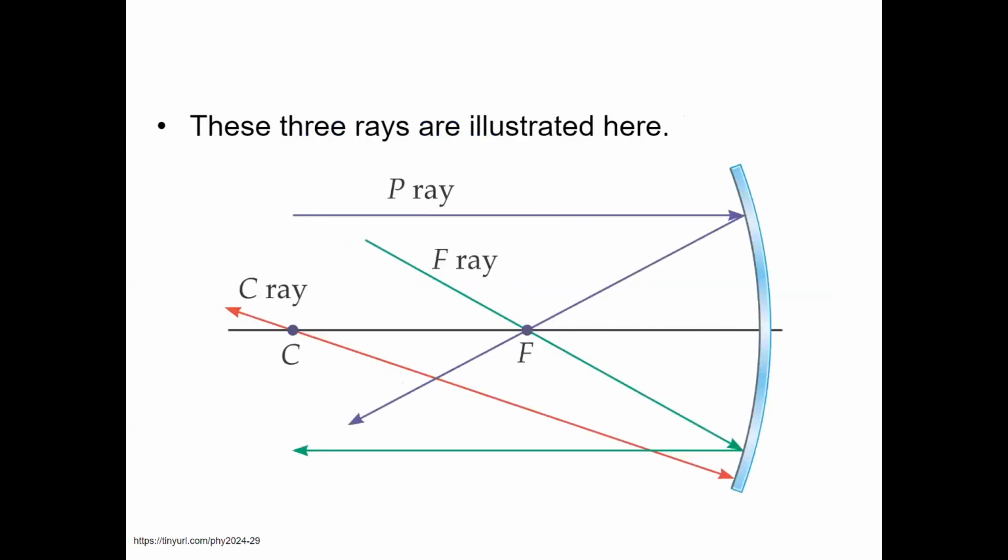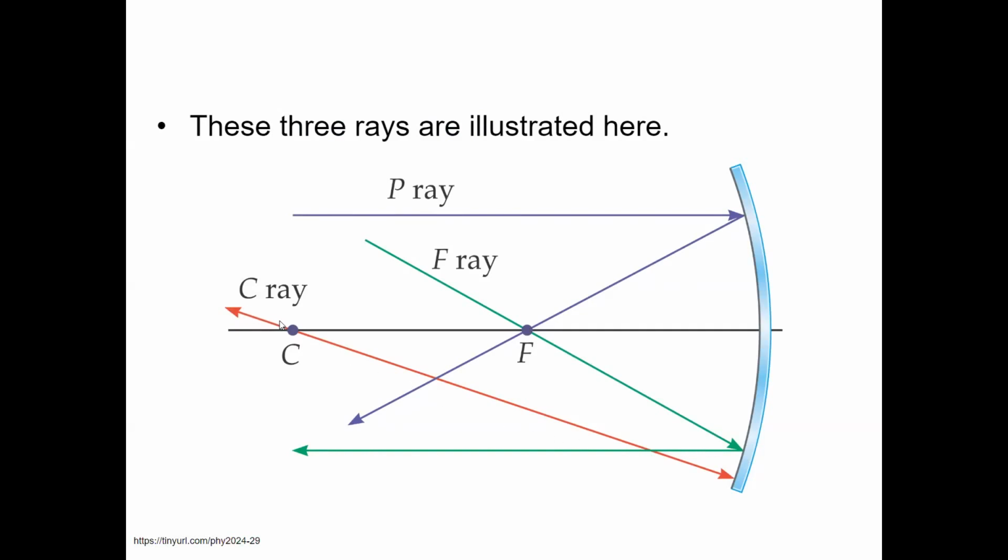Let's take a look at these 3 principal rays on the figure here. For parallel rays, we sometimes just call them P rays. The parallel ray is parallel to the principal axis, so it will go through the focal point, because all parallel rays converge at the focal point. Then the focal ray, the ray that goes to the focal point, will reflect backwards. This is actually the reverse of the P ray, so it will reflect parallel to the principal axis.